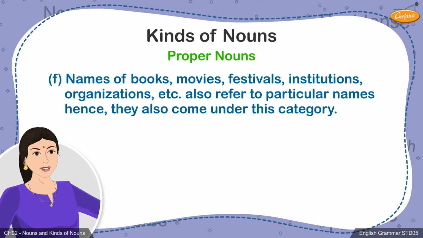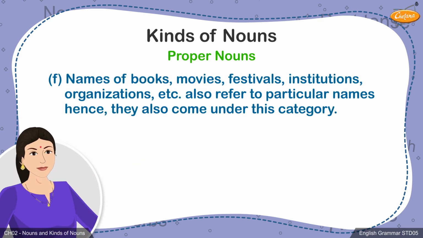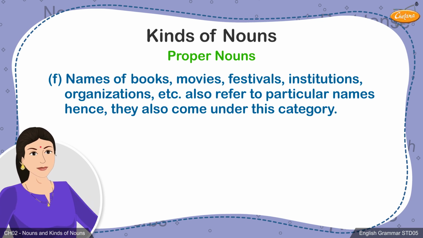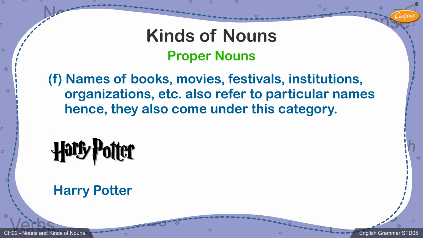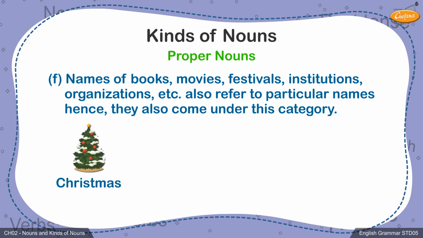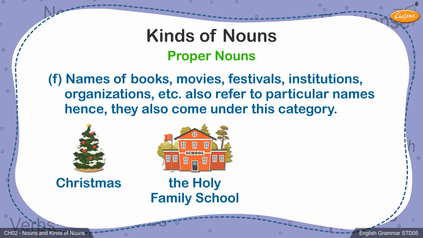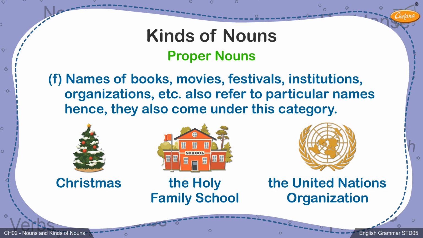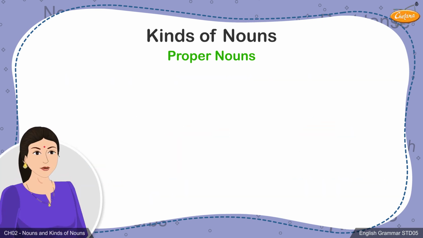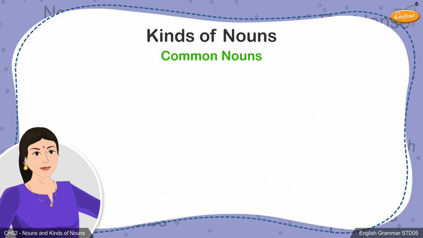F. Lastly, names of books, movies, festivals, institutions, organizations, etc. also refer to particular names, hence, they also come under this category. For example, Harry Potter, the Twilight series, Diwali, Christmas, the Holy Family School, and the United Nations Organization. Let's move on to the second kind of nouns, common nouns.